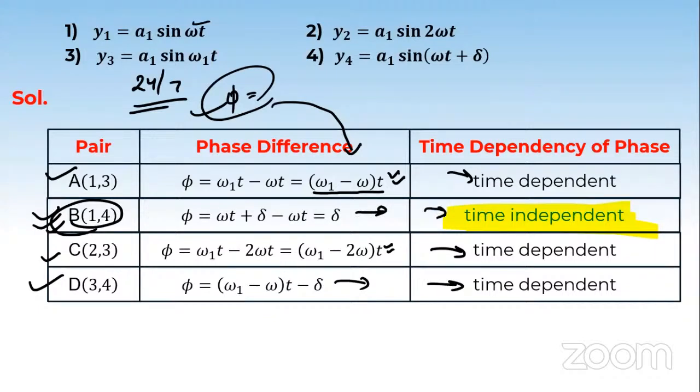Remember it, okay? So if we see the phase difference, this was the formula: phi 1 minus phi 2. If you check the phase difference here, this is coming as time independent.